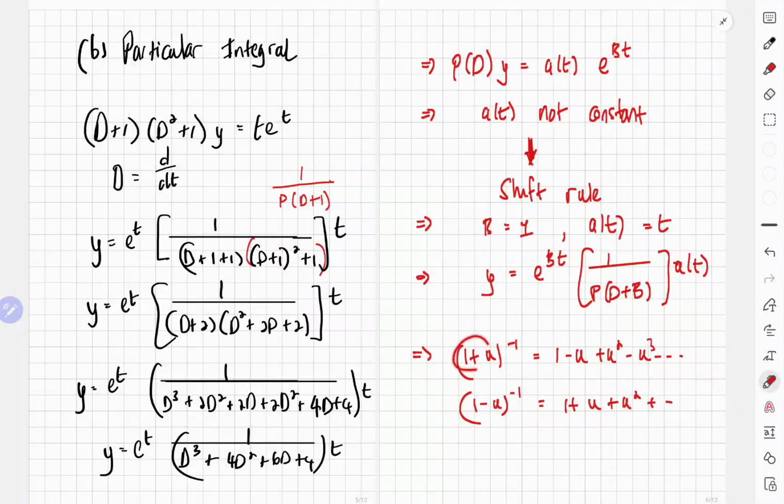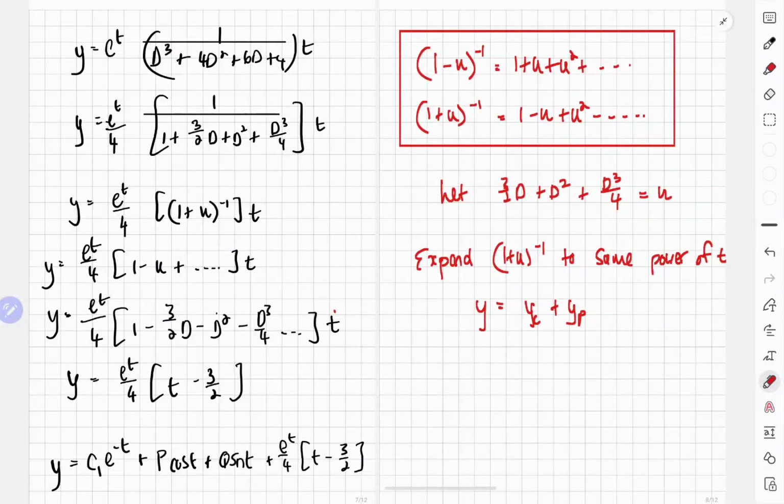So if it's 1 plus u to the negative 1, you will alternate: 1 minus u plus u squared minus u cubed and so on. If it is minus u, you will just have pluses everywhere. So let's see what I mean by that. So I really want you to study this for exam. Just make 100% sure you're familiar with that.